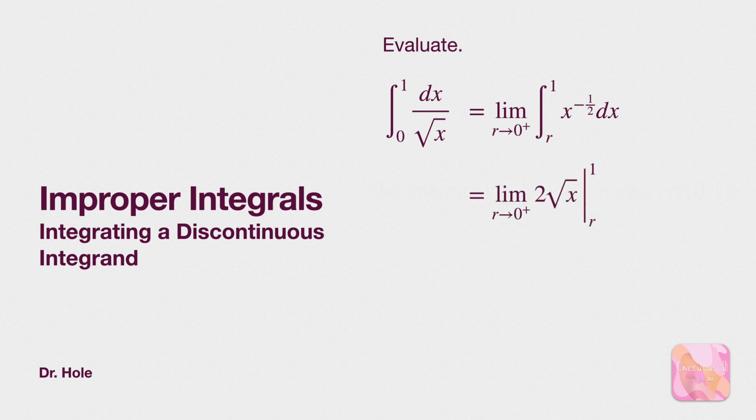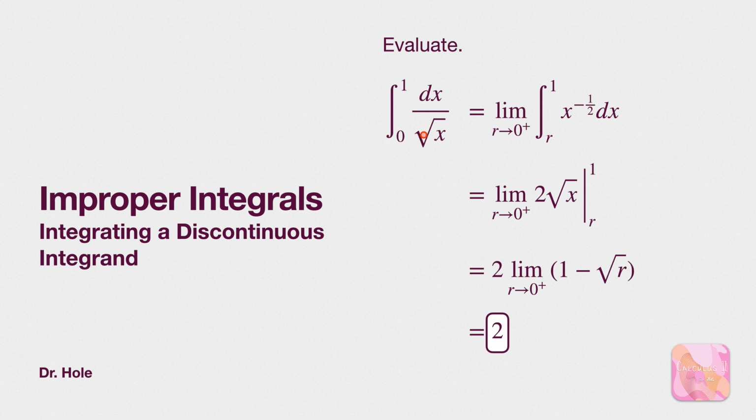Good. Go ahead and do a computation. Negative 1/2 increments up to positive 1/2. That's x to the 1/2. And the reciprocal of 1/2 is 2. Plug in the bounds. Get 2 as a constant brought to the front. Radical of 1 is 1, and the radical of r is rad r. But r is tending down towards 0. So the radical of r in the limit is 0. 2 times 1 is 2, and that is our answer.